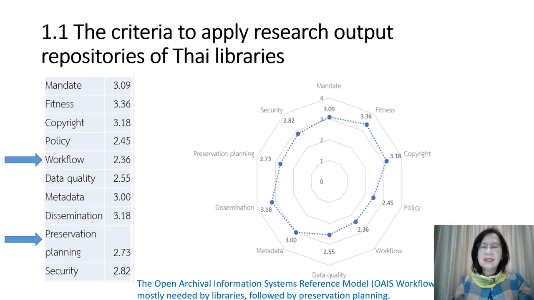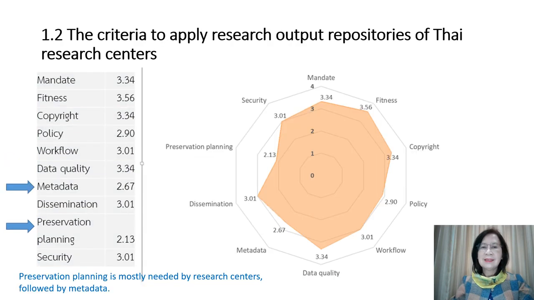For the criteria to apply research output repository of Thai libraries, the OAIS workflow, or the Open Archival Information System Reference Model, is mostly needed by libraries, followed by preservation planning. For the research centers, preservation planning is mostly needed, followed by metadata.